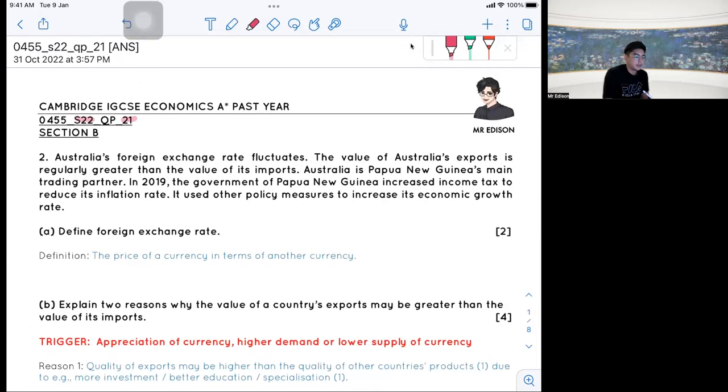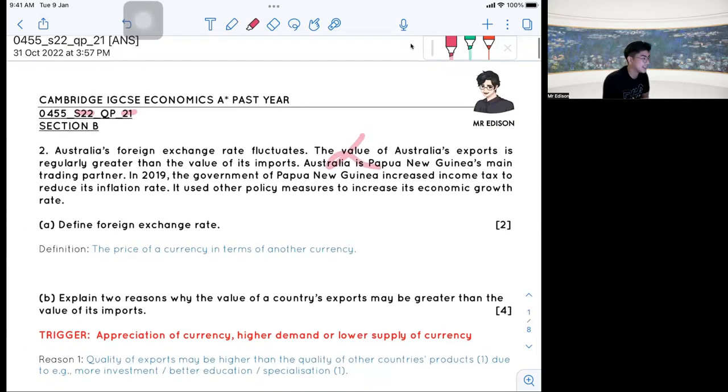Okay, so normally I don't really care about this. I just straight away look at the question, because this is not section A, it's section B. Section B, this one is just for you to read for fun. And we just straight away jump into it.